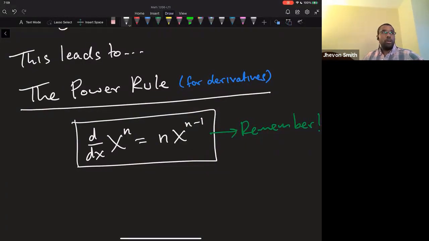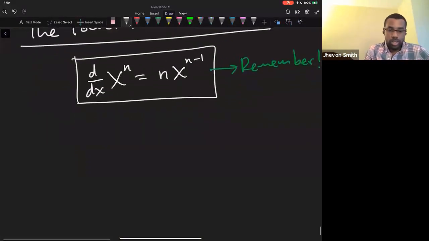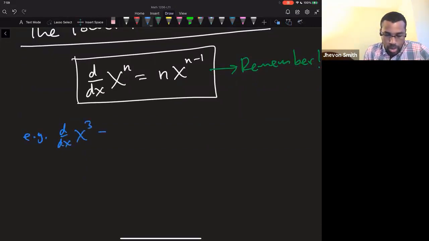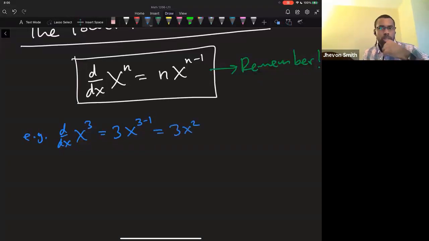In fact, all the rules that we've done so far, other than the exponential and log rule, and the trig rule, obviously, the trig functions, can be derived from the power rule. So, for example, this tells you that the derivative of x cubed is 3x to the 3 minus 1. You take the power down, subtract 1 from the power. So that's 3x squared. In fact, that's just something you should know by heart. The derivative of x cubed is 3x squared.